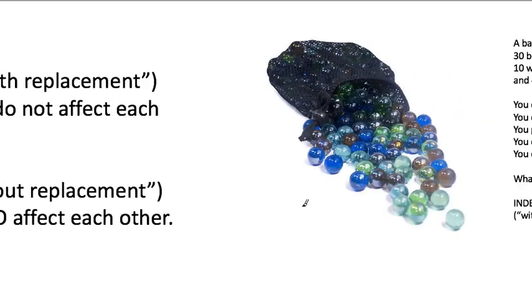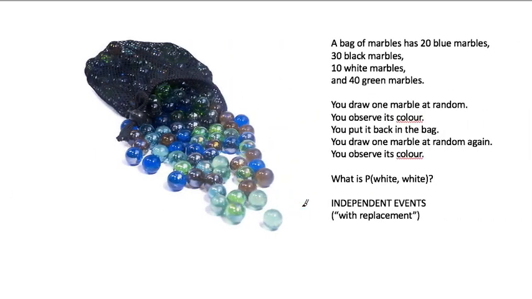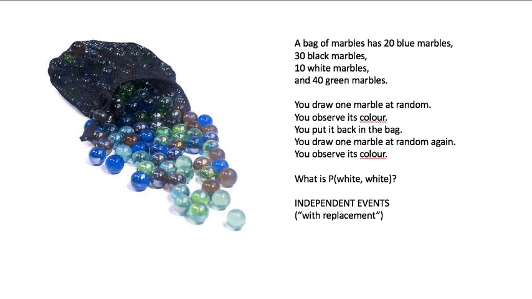So if you look here, here's an example of independent events. All right, this is my same bag of marbles. It's still got 100 marbles. There's still 20 blue, 30 black, 10 white, 40 green. If I draw a marble at random, I'll look and see what color it is. And then I put the marble back in. This is why we talk about independent events as being with replacement. I'm replacing the marble back in the bag.